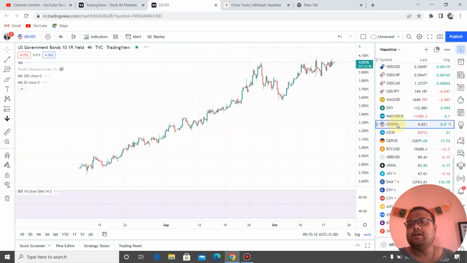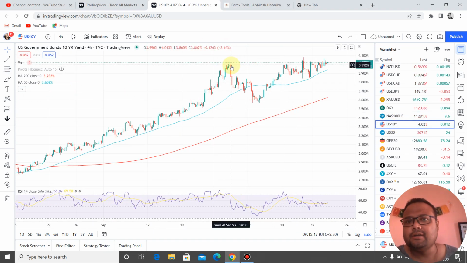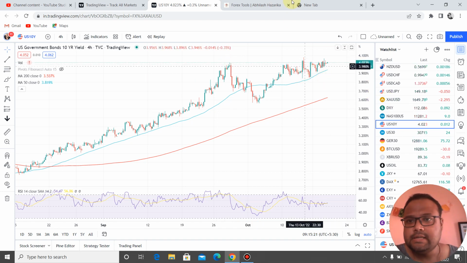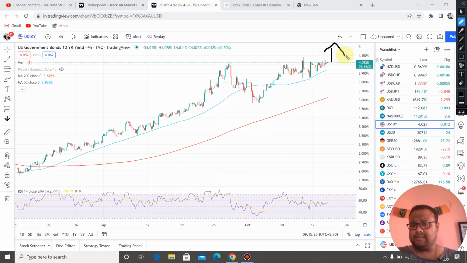And if you look at the chart of bond, then you can see that the US government bond is right now standing at a very crucial level. So if it starts going up, if it breaks the present resistance here, then obviously we will see good downside on the chart of gold.